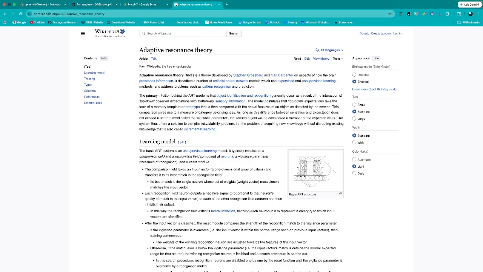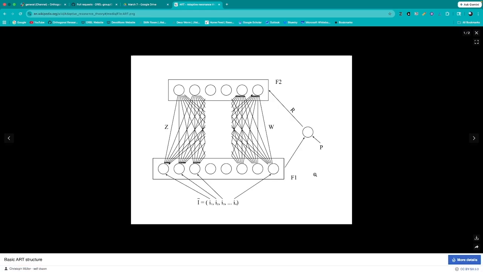And as you can see, this is an unsupervised learning model that consists of a comparison field and a recognition field composed of neurons, a vigilance parameter, a threshold of recognition, and a reset module. So it is basically taking the biology of the visual system and the attentional system and merging it into this sort of neural network type structure. So he's computationalizing a lot of this in a connectionist structure, what we would call connectionism, but would later figure prominently in the development of neural networks.